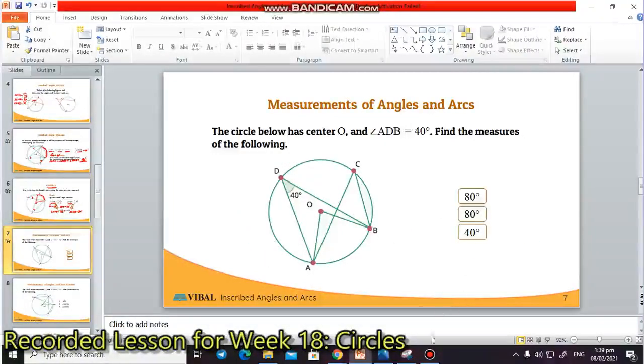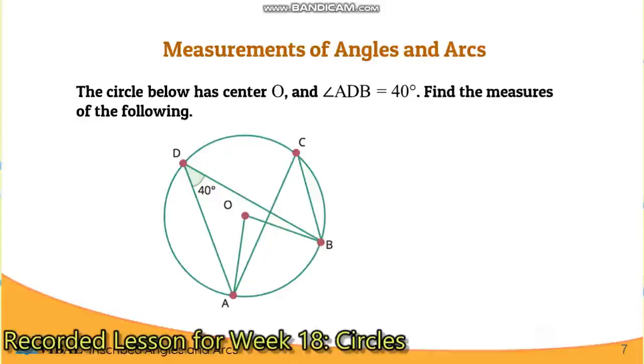Measurements of angles. We can do this, it's a shortcut. The circle below has center O. We have a center O, and angle ADB is equivalent to 40 degrees. Find the measure of the following. Let's have the first.